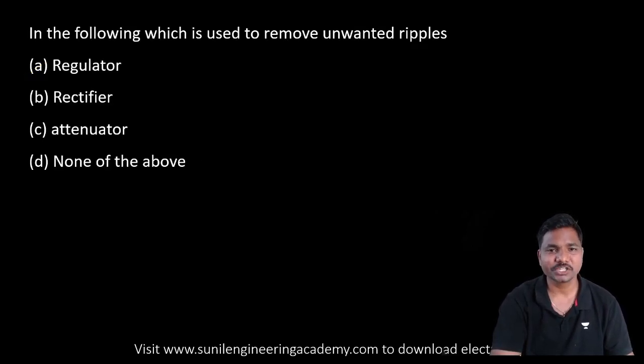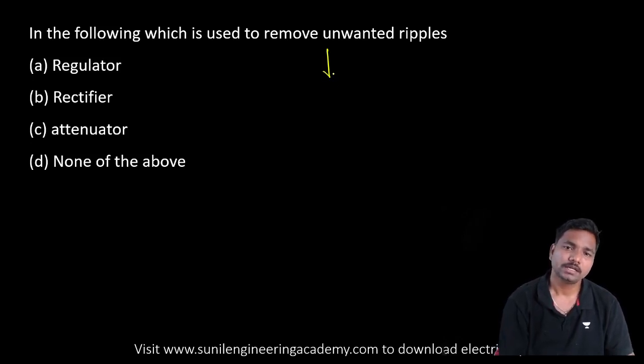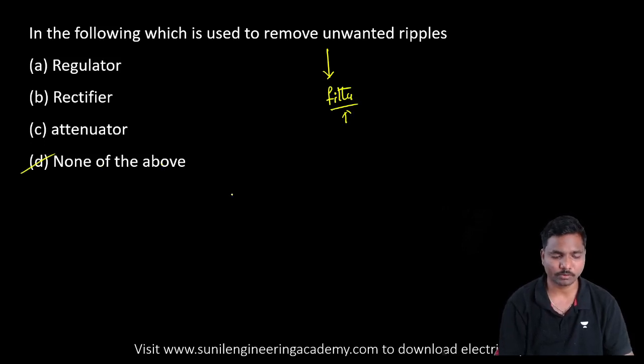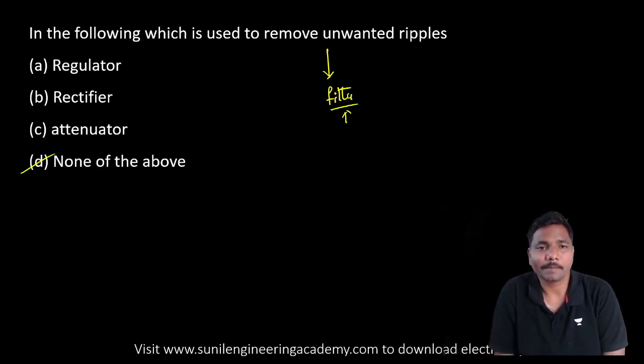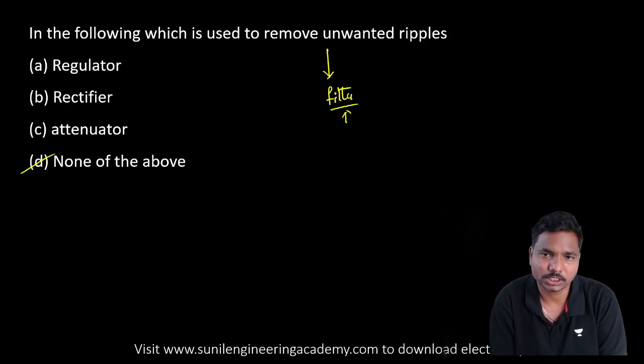In the following, which is used to remove unwanted ripples? The device which is used to remove unwanted ripples is the filter. Here there is no filter, so we have to select none of the above. Okay students, we will discuss the remaining questions in the next session.